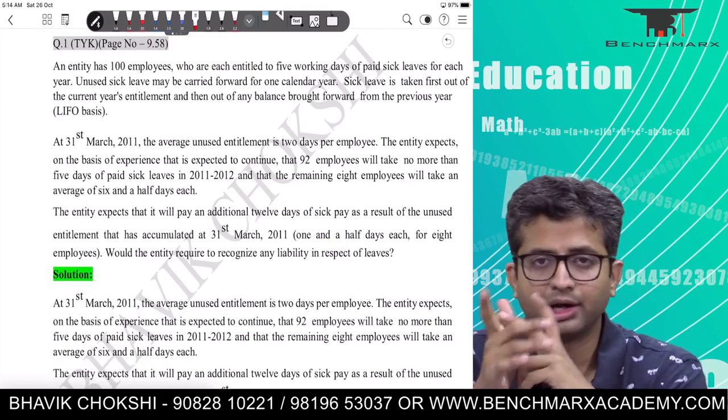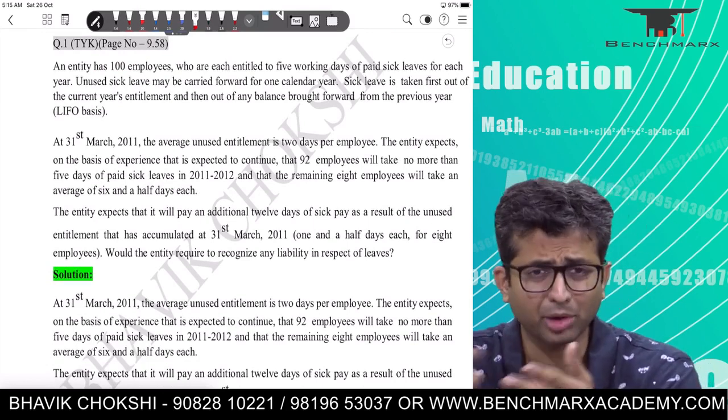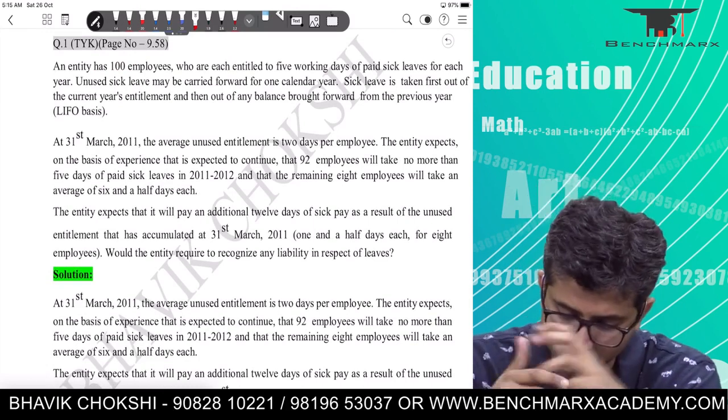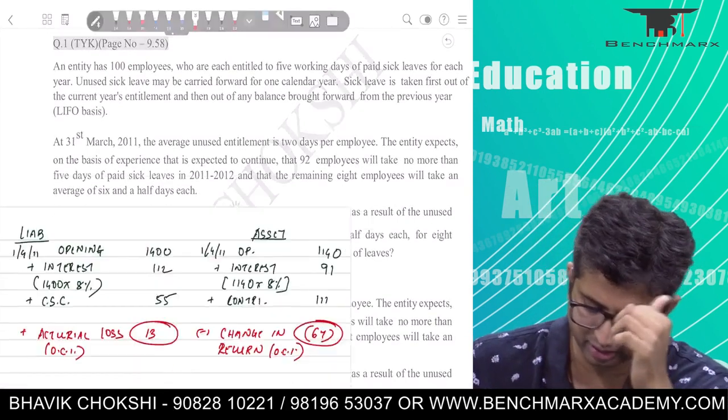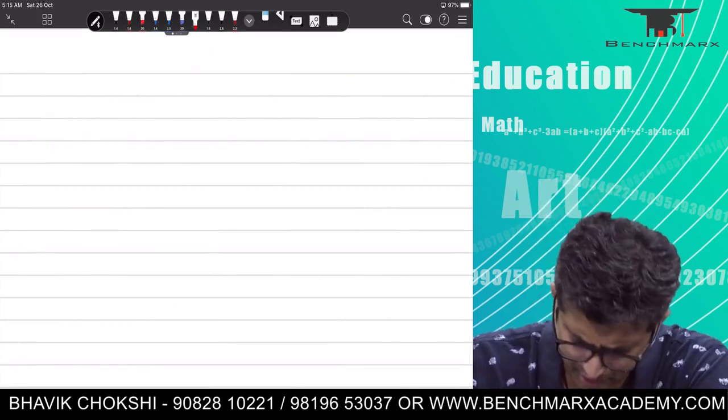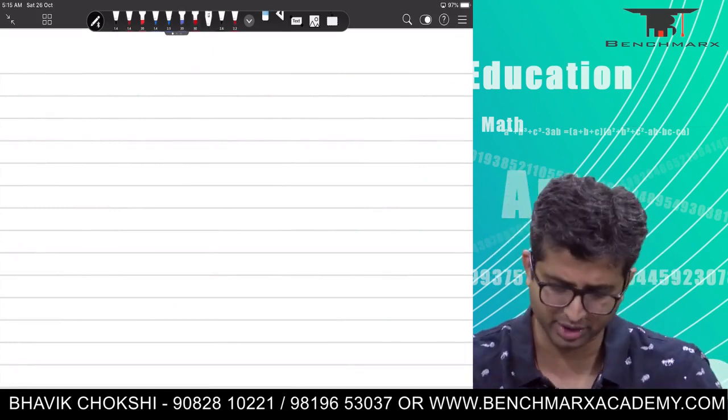This is on short-term employment benefits. This is on leave carry forward. So if you read this question, we'll just discuss. It's a case, so we'll just discuss. I expect you to read the question.